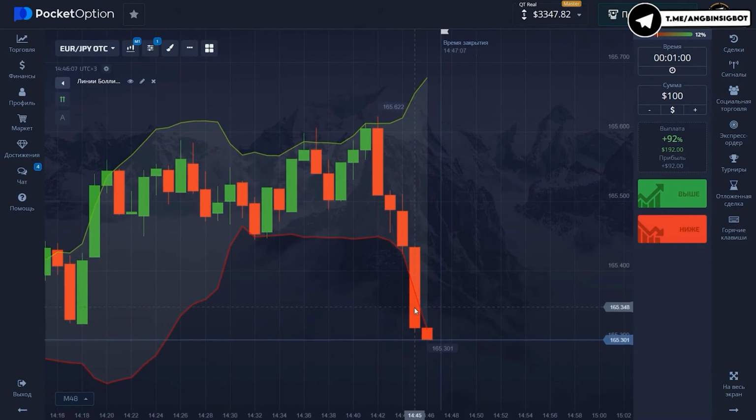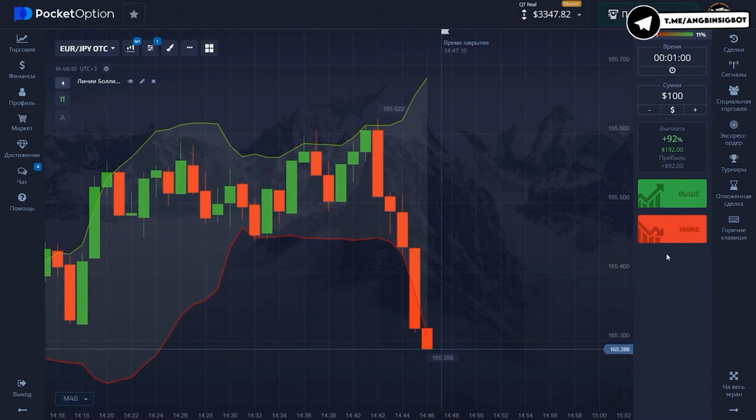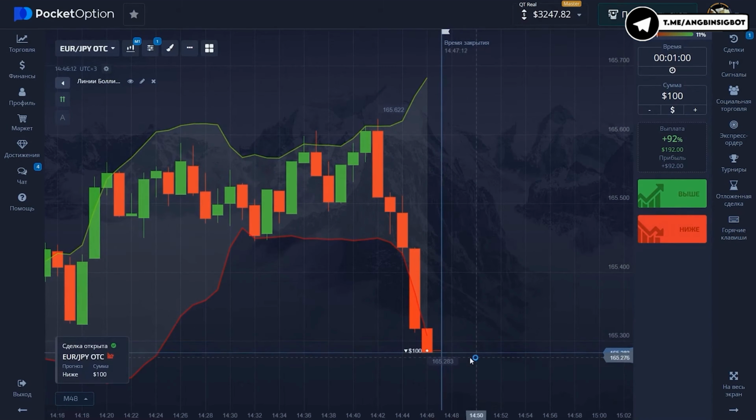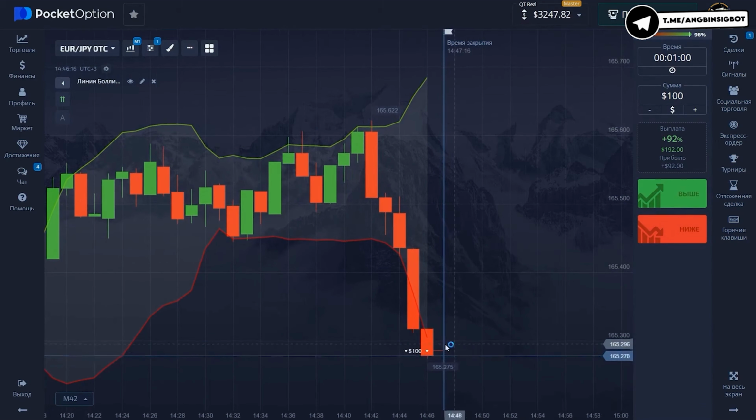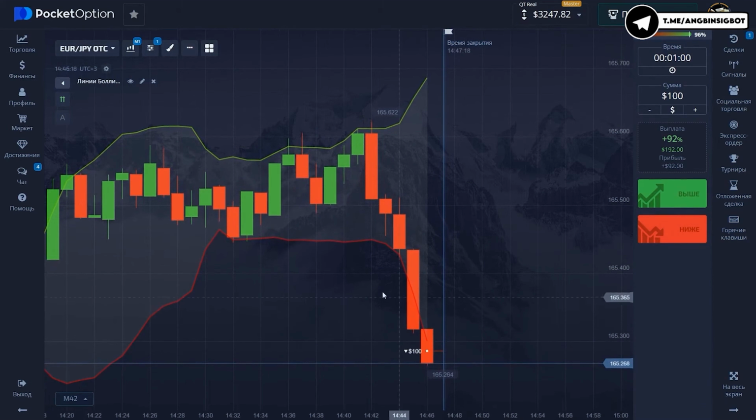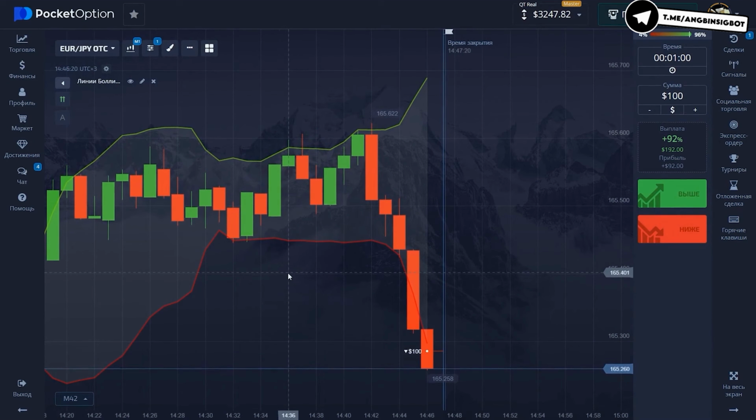We see that the price closed beyond the Bollinger Band. I found a situation and entered a short position at a bad point. However, I didn't manage to explain it in time and enter properly. But look, the price continues to go down.